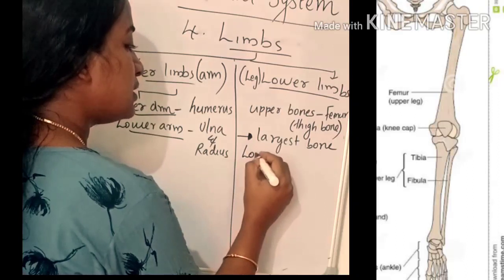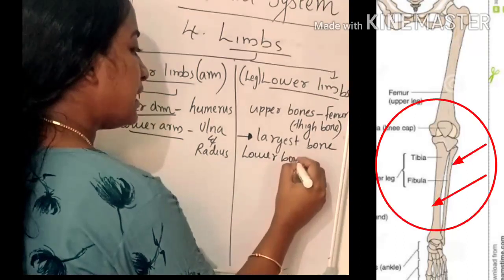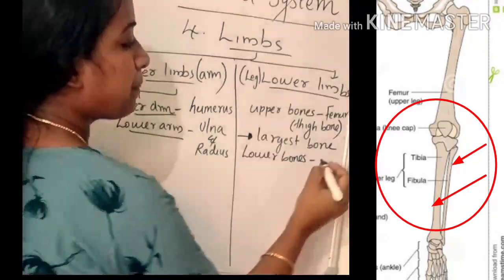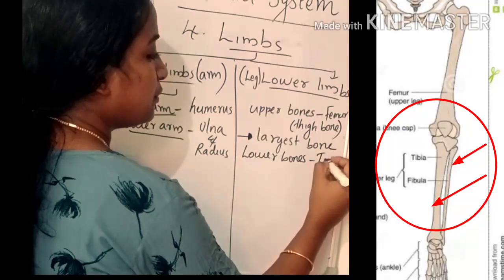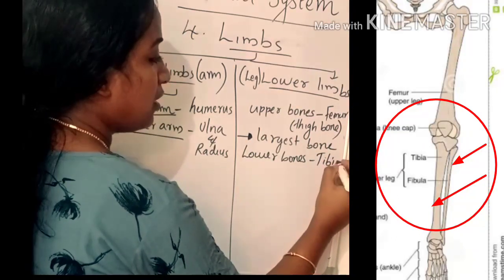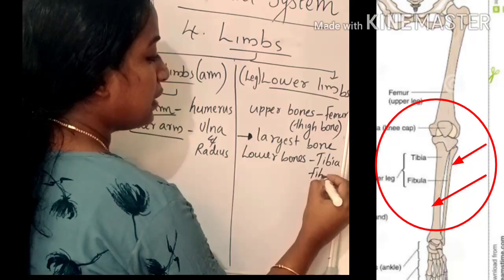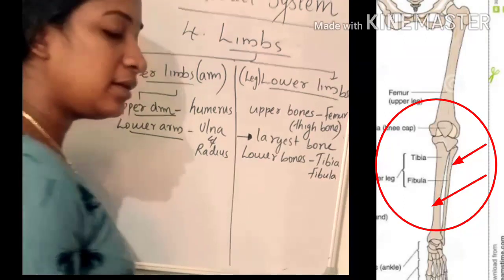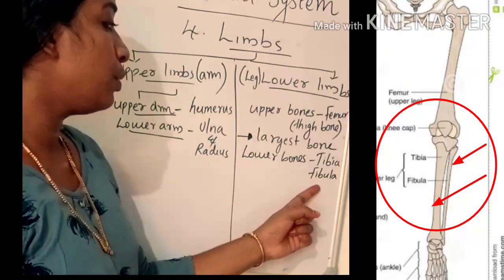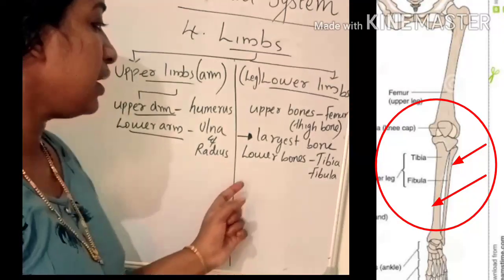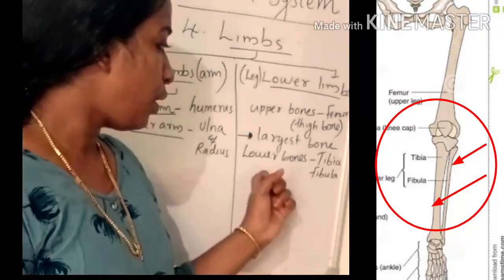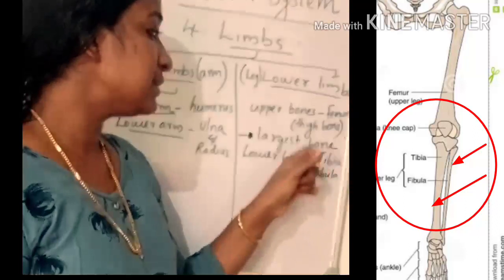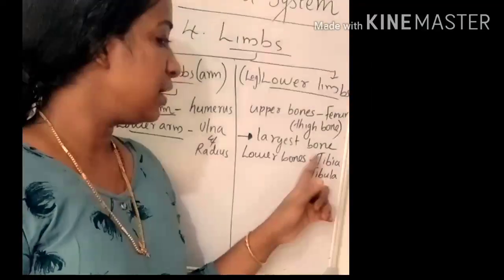And the lower bones in the legs consist of the tibia and fibula. There are two bones present in the lower leg, known as the tibia and fibula.